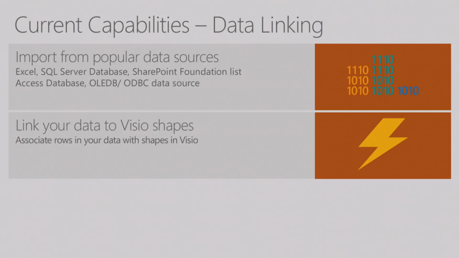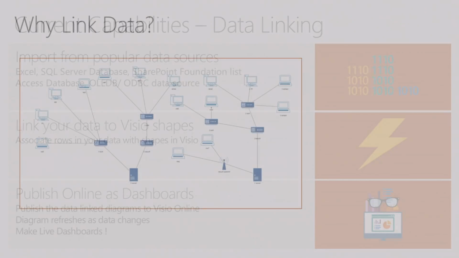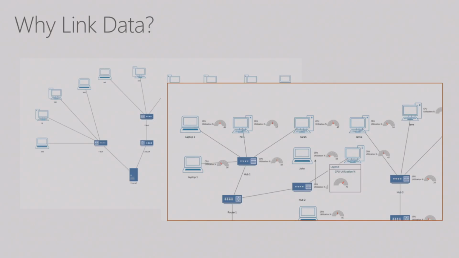So I'll talk about what the current capabilities of data linking is before we go further. Currently, you can import from a lot of popular data sources. We, as of today, support Excel, SQL, and ODBC-based data sources. And you can link your data to Visio Shape, and you can publish them online as a dashboard. I'll take a quick minute to show you a demo.